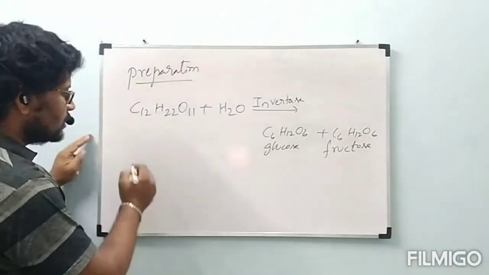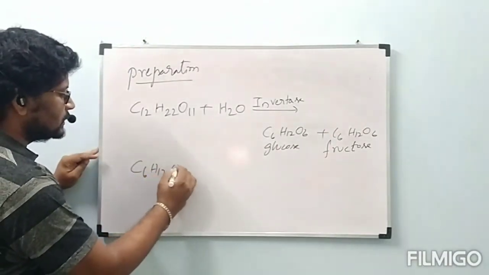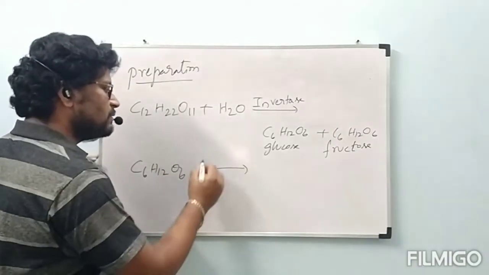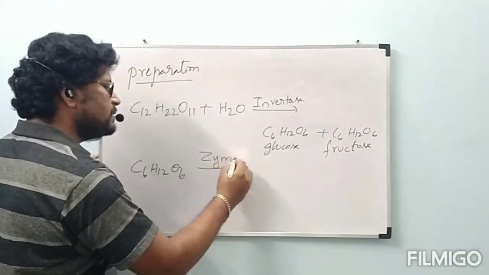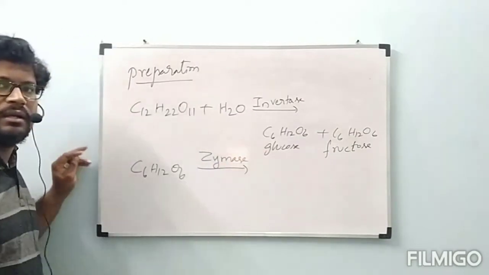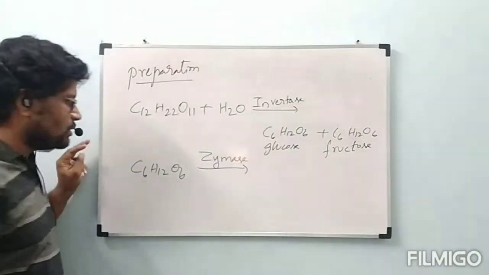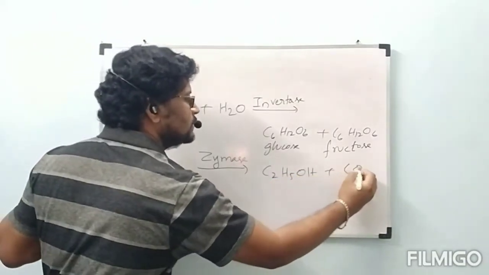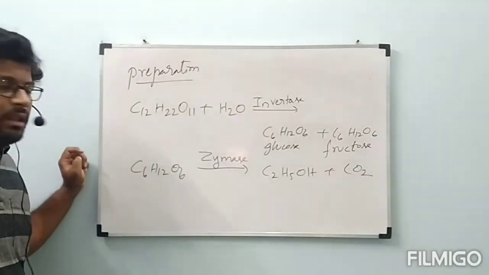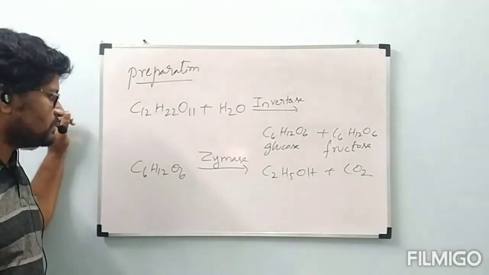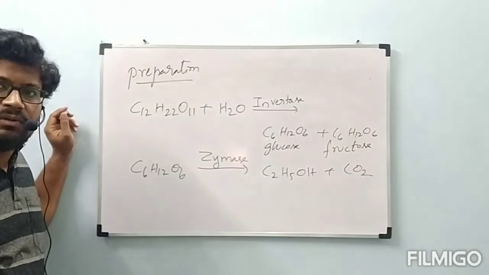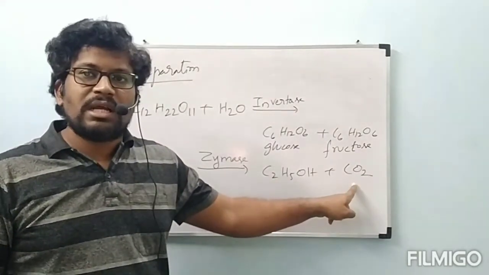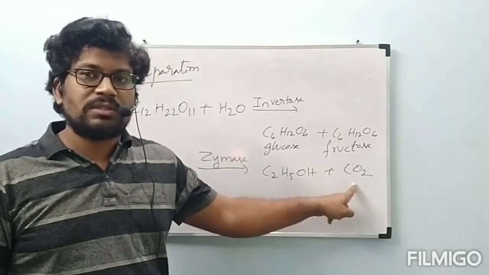Next step, this glucose will undergo reaction in presence of the enzyme zymase to form C2H5OH plus CO2. What is the byproduct now? That is CO2. This is also one of the important compounds related to us.